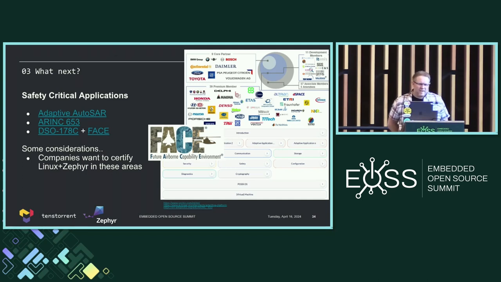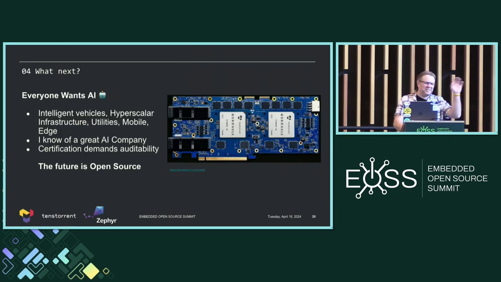Of course, with automotive, with avionics, that sort of thing, we want to have automated systems doing things. And when we have automated systems, we think of AI nowadays, because everybody drives a Tesla and this and that. Everyone wants AI in all their systems. They're in everything nowadays, intelligent vehicles, hyperscaler infrastructure. In your mobile phone, people have these AI accelerators for inference, if you're doing image detection or even just human biological motion, like walking. In any case, I know of a great AI company. I've got some stickers if anyone's interested. I don't want to give away too much, but the future is open source, so I'm looking forward to it.